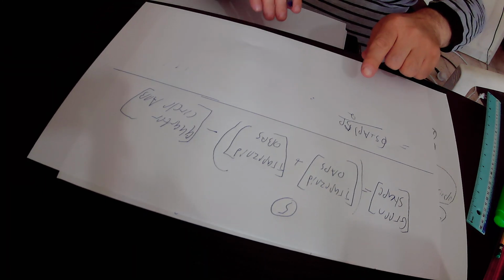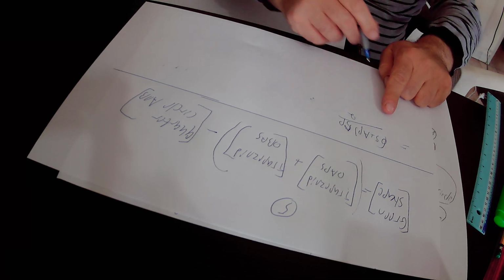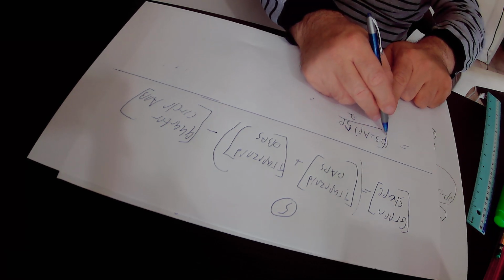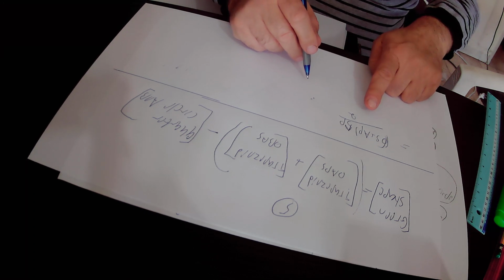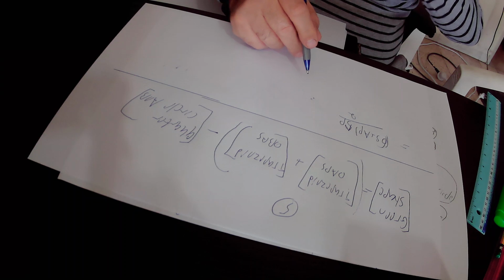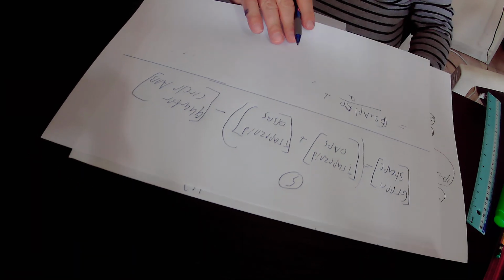Repeat again, the area of trapezoid OAPS equals OS plus AP, that is the sum of its bases, times the height to the bases, that is SP, over 2, plus the area of trapezoid OBQS.